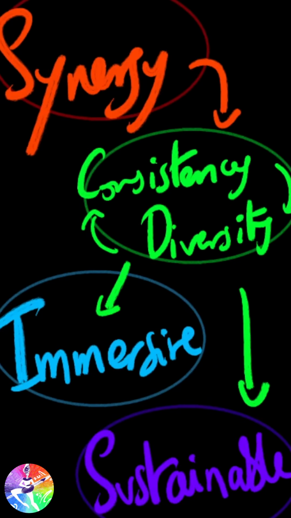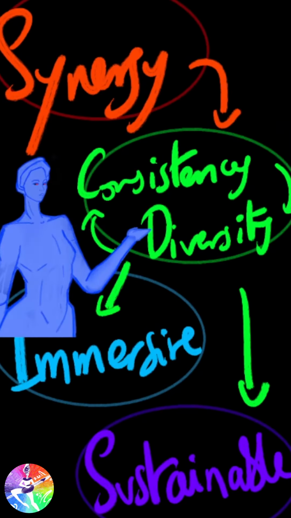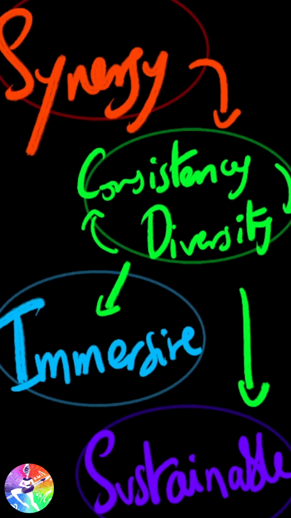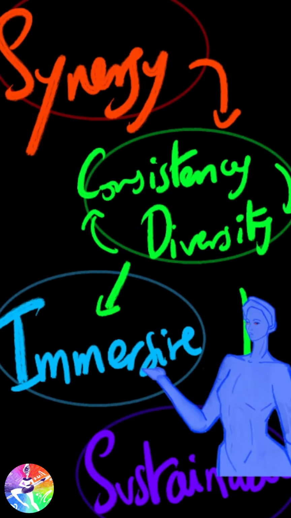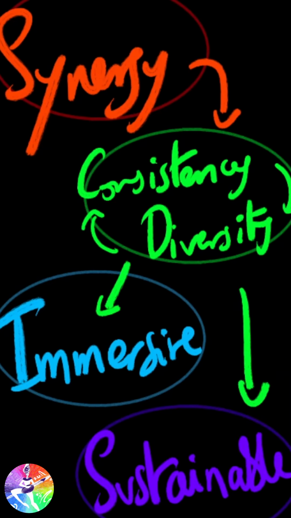Now, how do synergies work, contrary to paradox? Synergies bring consistency and diversity in your world, or they enhance the consistency and the diversity of your world, which makes your world more immersive, since there's now a better integration of each element of your world in the world itself. And by making it more immersive, by making it more consistent, more diverse, it makes it more sustainable.